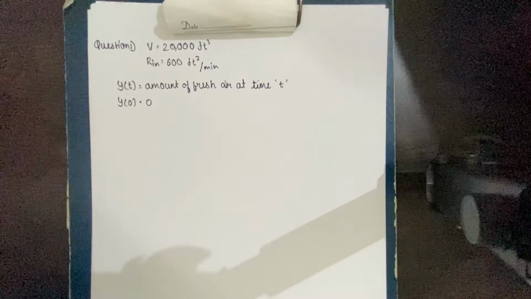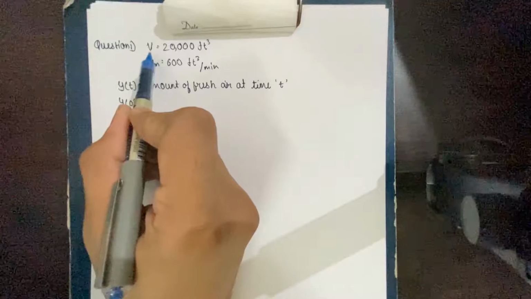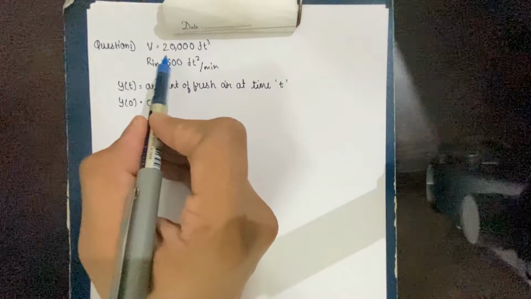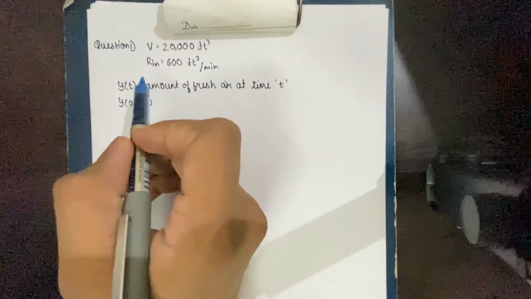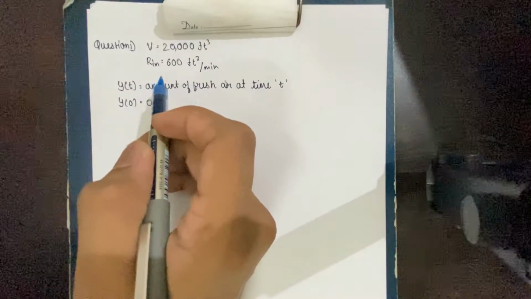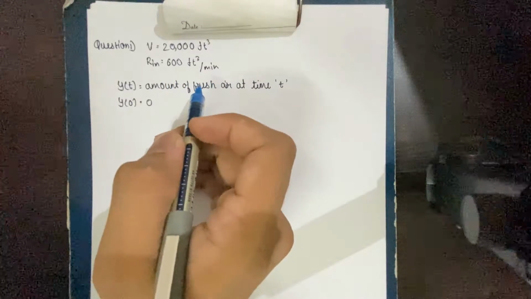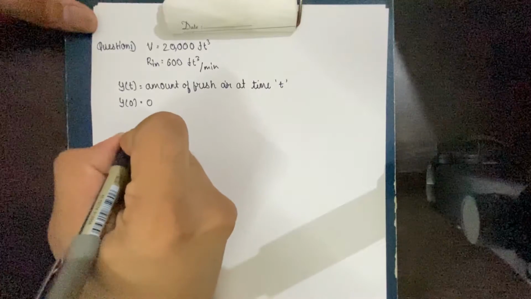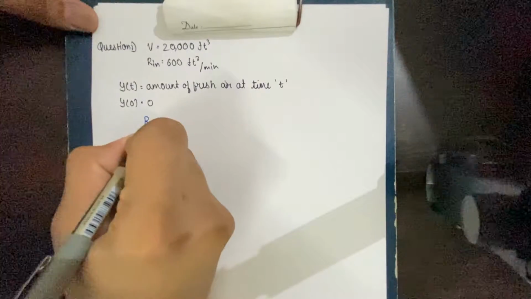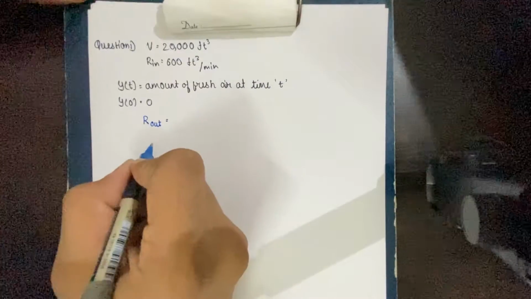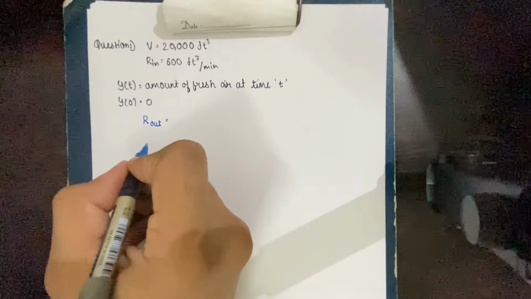Okay, so we are given that the volume of the room is 20,000 cubic feet, and the rate of inflow of air is 600 cubic feet per minute. So the rate of outflow, R out, we need to use the unitary method to calculate.